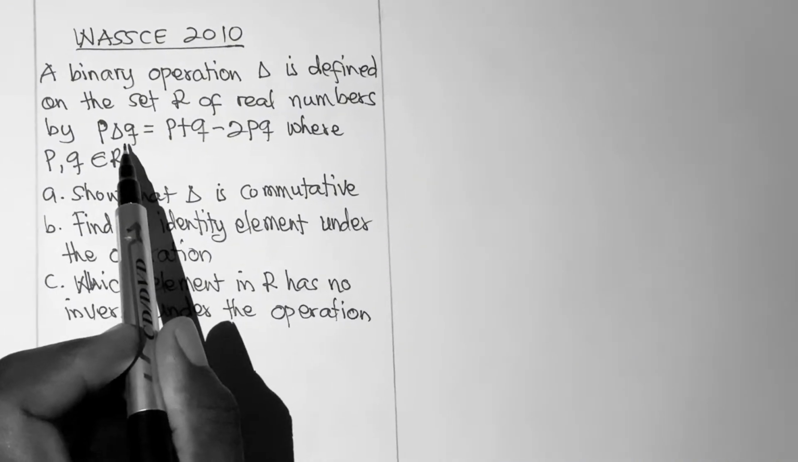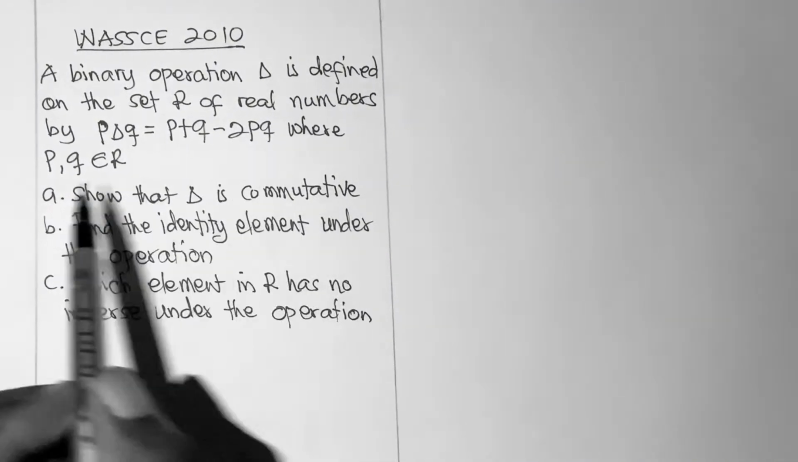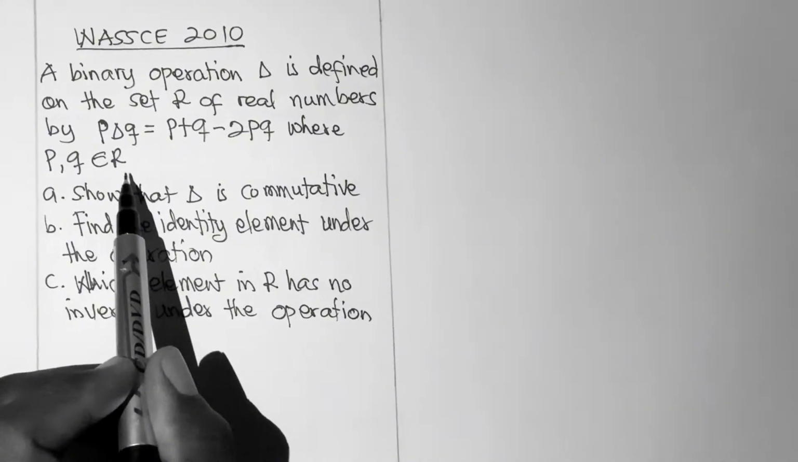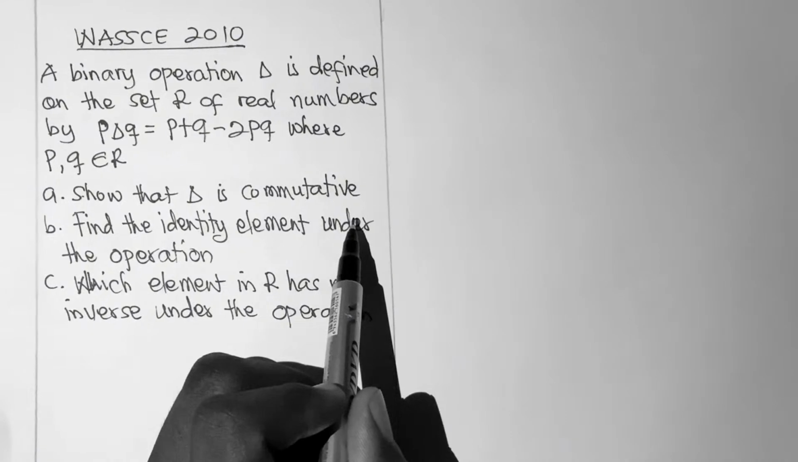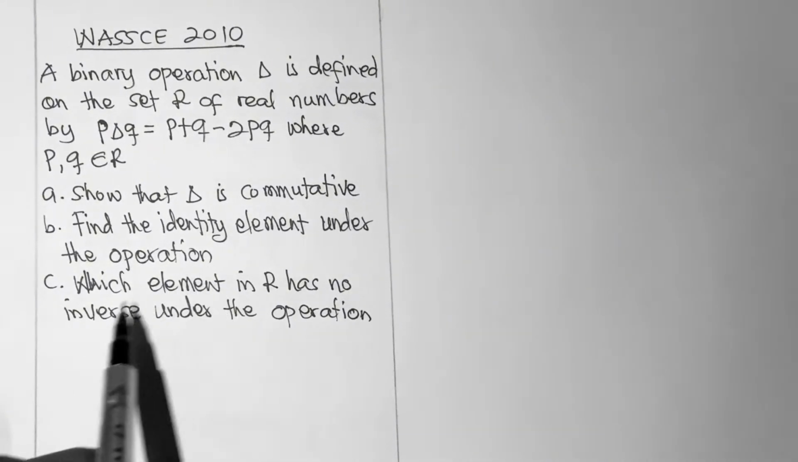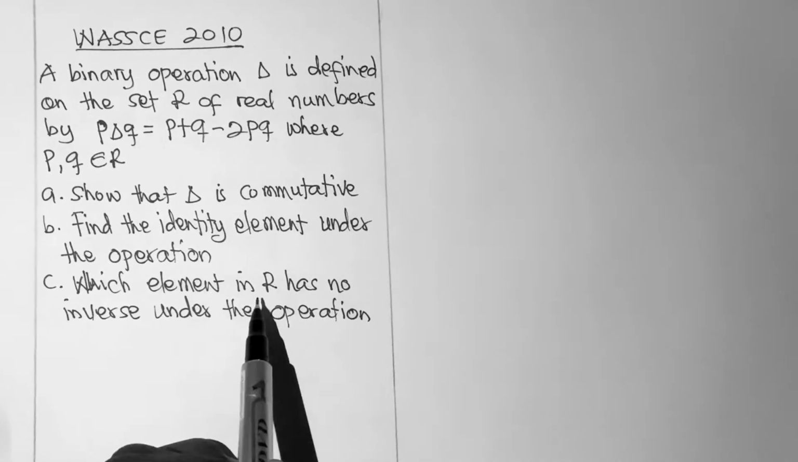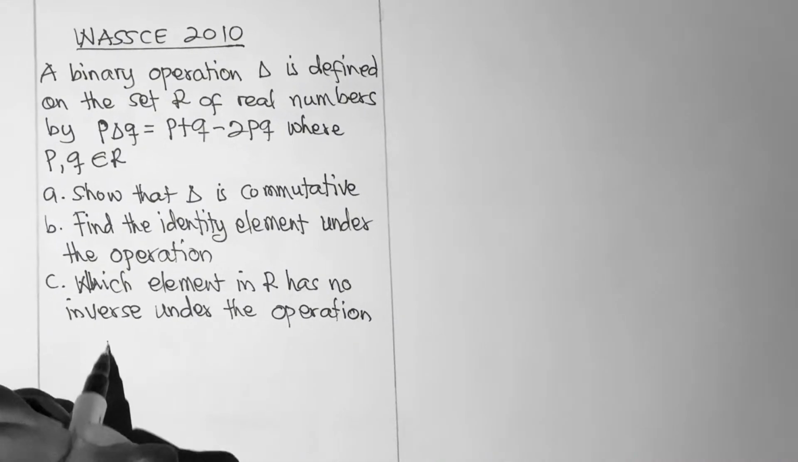...by P operation Q equals P plus Q minus 2PQ, where P, Q are members of the real numbers. A. Show that the operation is commutative. B. Find the identity element under the operation. And then C. Which element in R has got no inverse under the operation?